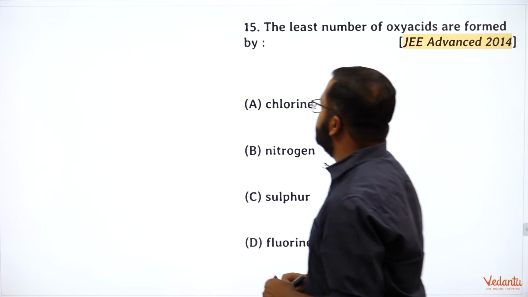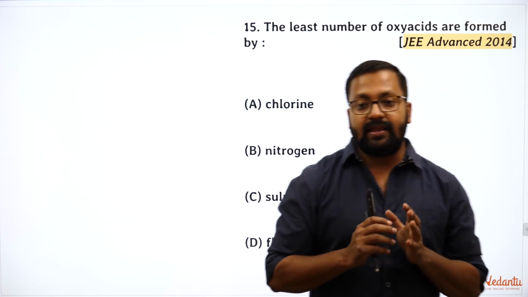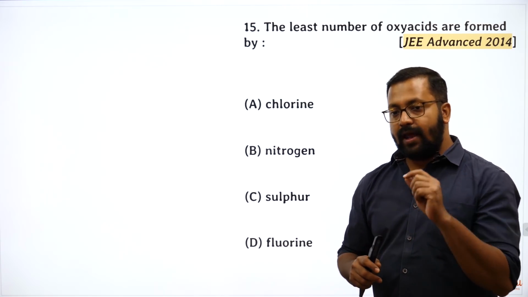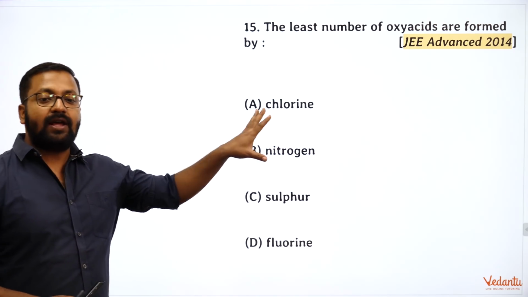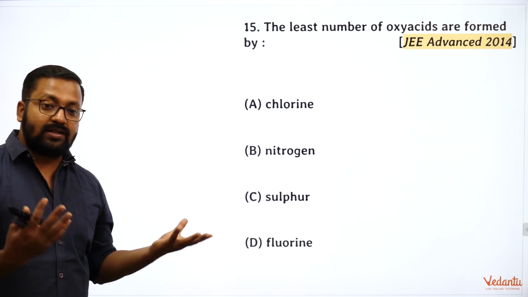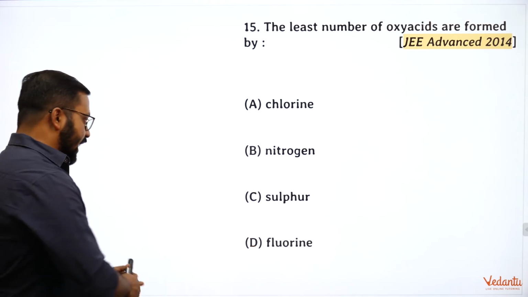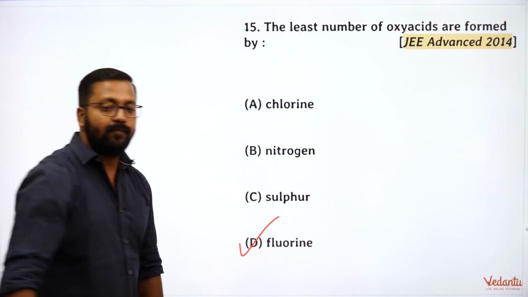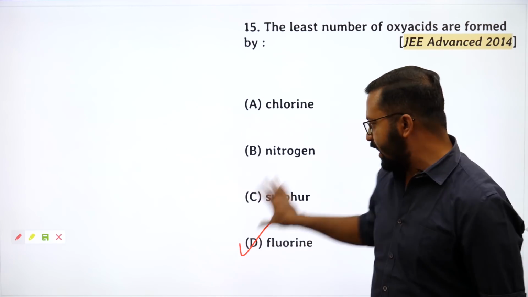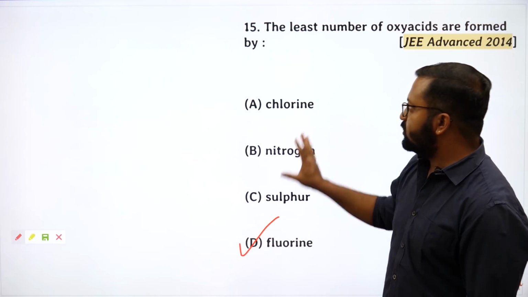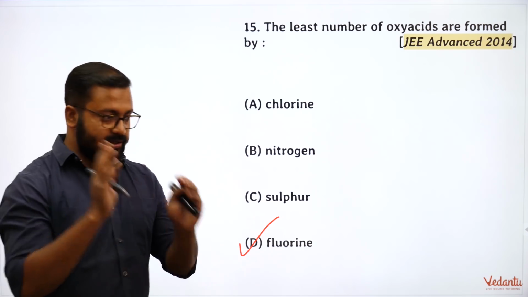The least number of oxyacids are formed by... Now, all of the entities which are trying to form oxyacids end up acquiring a positive oxidation state because they're bonded to oxygen. But which element among them cannot acquire a positive oxidation state because of its electronegativity as compared to oxygen? That is fluorine. So the right answer to this question is fluorine. I do not even have to solve the question. I just need to know what happens in an oxyacid: the element acquires a positive charge, and this positive charge is not favorable on a fluorine atom because it is more electronegative than oxygen. Let's move on to the next question.